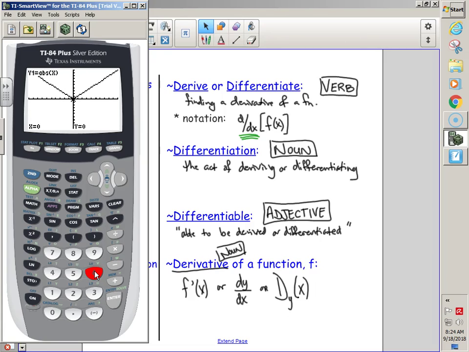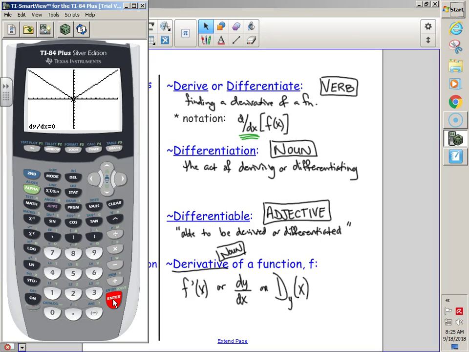Pause. All I see is the point 0, 0. I think I need to tell the calculator something like which derivative I want. Oh, hit dy dx. Which derivative do you want? The one at 0. Go. We were right. That's crazy.